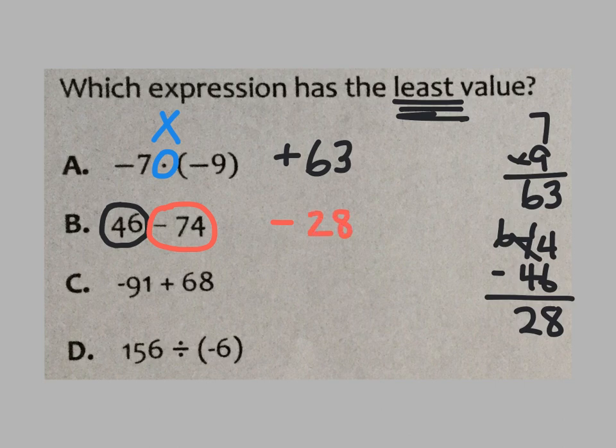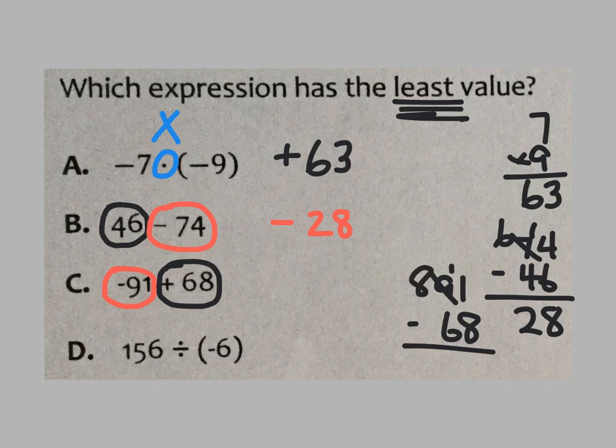C, negative 91 plus 68. So again, we're combining integers. This time we're adding negative 91 and positive 68. When I combine integers that have different signs, I subtract the smaller from the larger, and in this case, that would give me 23. I keep the sign of the larger number, and since 91 is larger than 68, and it was negative, our solution is negative 23.